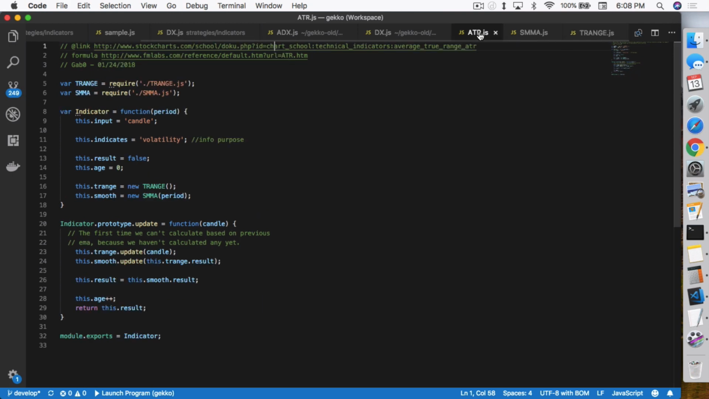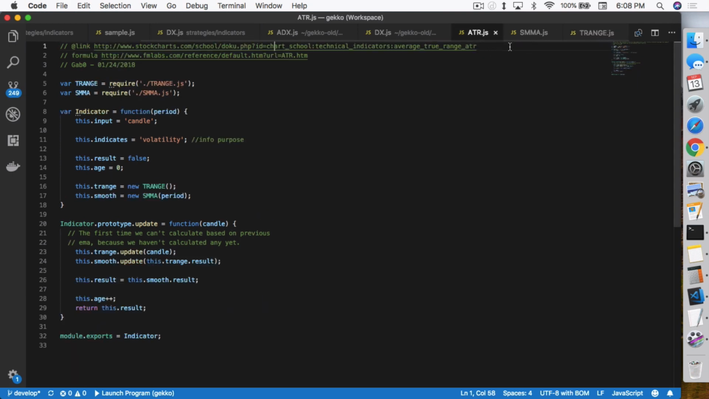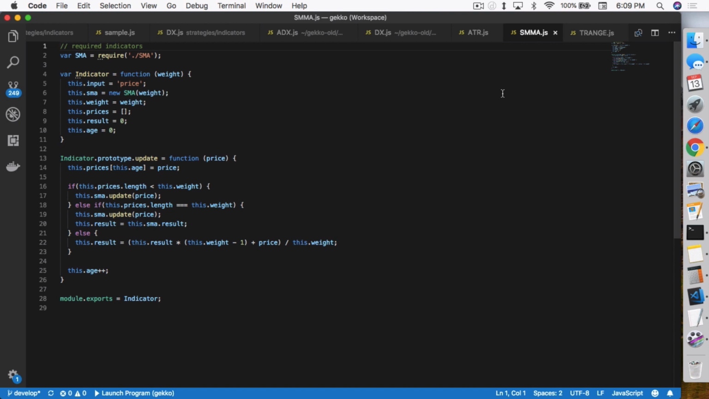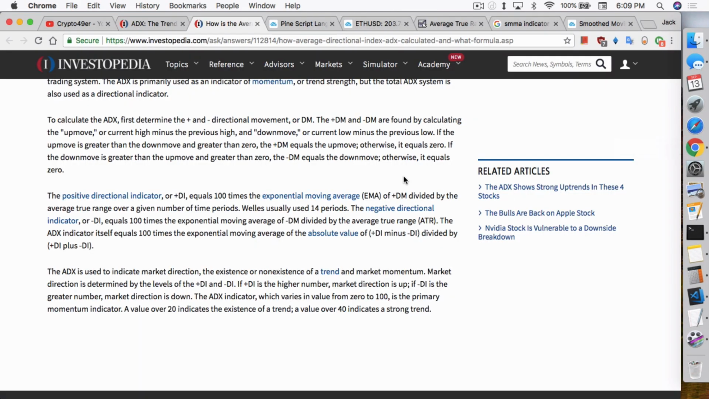But essentially, the average true range is the calculation of the true range indicator over an average period of 14, or whatever period you're using. So the default is 14. And then the SMMA is the smoothed simple moving average. It's a way to smooth out the simple moving average. So that's also needed by the ATR indicator. But if you go back to the formula they have, 100 times is not there.